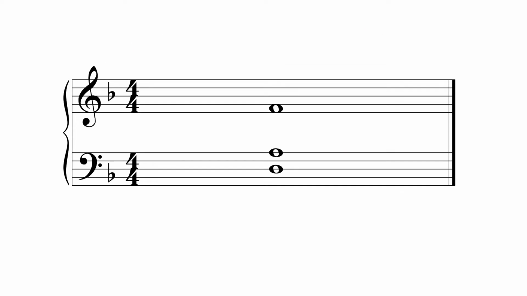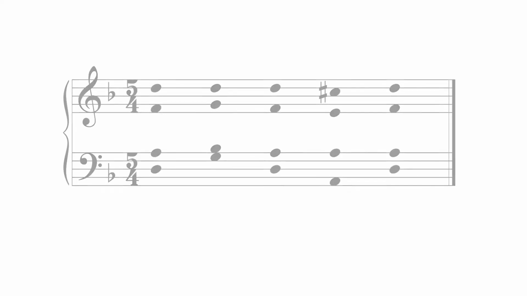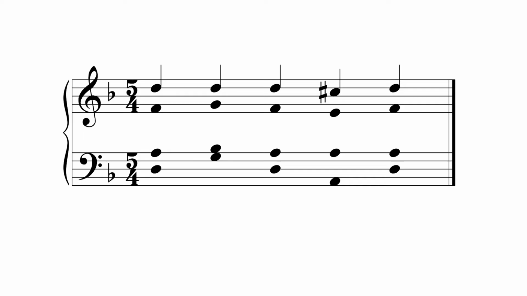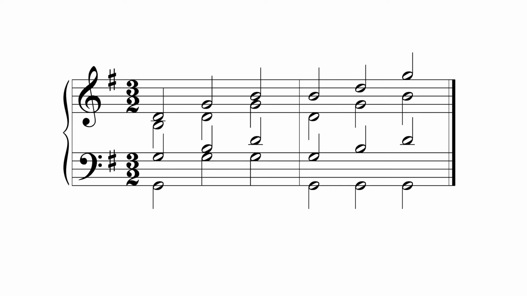Since triads are three-note chords, the root is doubled when the chord is in root position. The soprano has the stems up, and the alto has the stems down on the treble clef. The tenor has the stems up, and the bass has the stems down on the bass clef.